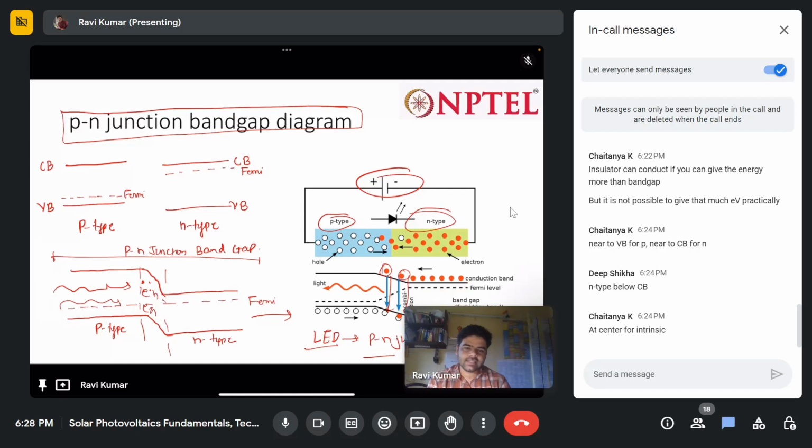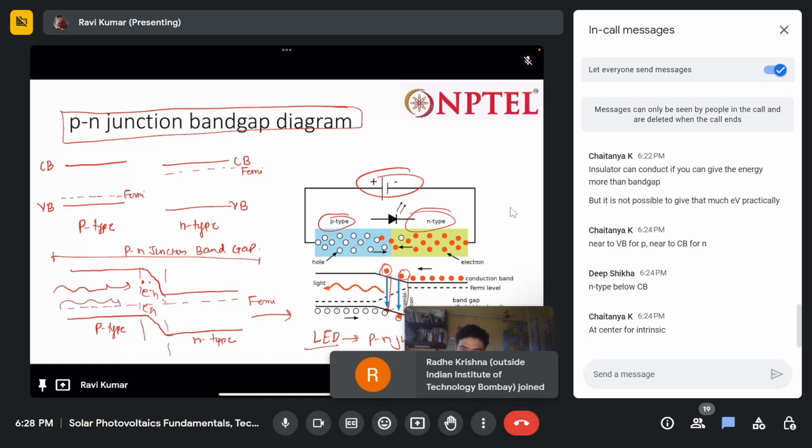Excuse me, sir. Yes. Sir, could you please explain physically the reason behind why the Fermi level will be close to the valence band in p-type and close to the conduction band in n-type? Yes. Okay, so just tell me the definition of the Fermi level, it will be clear. Sir, at absolute zero, it is the highest energy orbital that an electron can occupy.